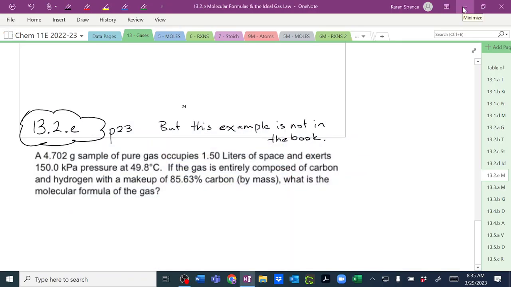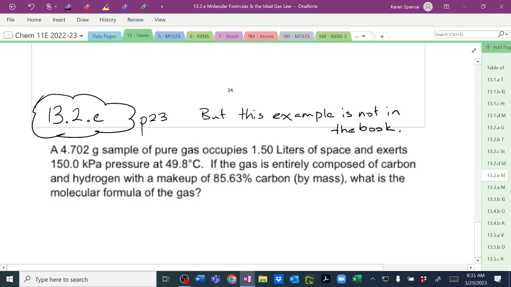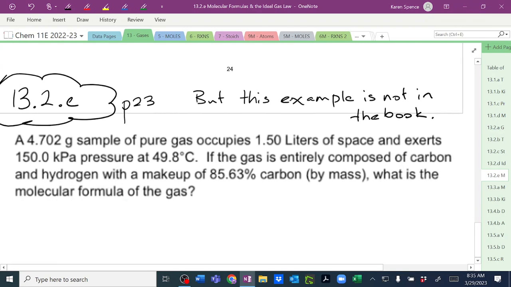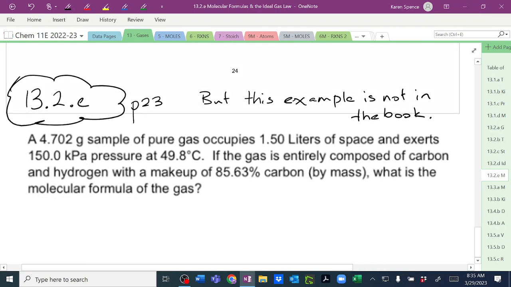All right, so today we are looking at 13.2e. This example is not in the book, but it is a review a little bit of something we did in the mole unit, which is finding the empirical formula.